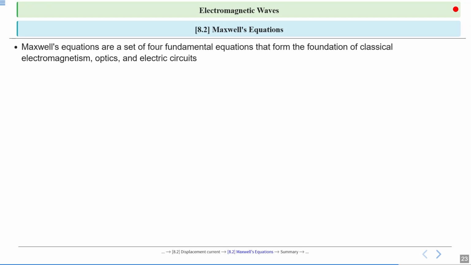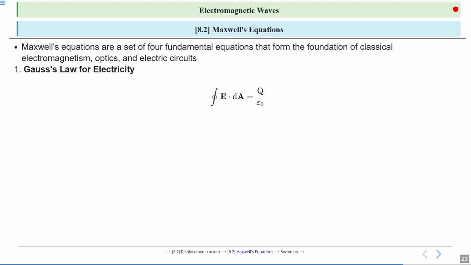So Maxwell's equations are a set of four fundamental equations that form the foundation of classical electromagnetism, optics, and electric circuits. So there are four Maxwell equations. First is Gauss law for electricity. This is the first equation of Maxwell. He unified the equations that were given by Gauss, and that's why it is called Maxwell's equations.